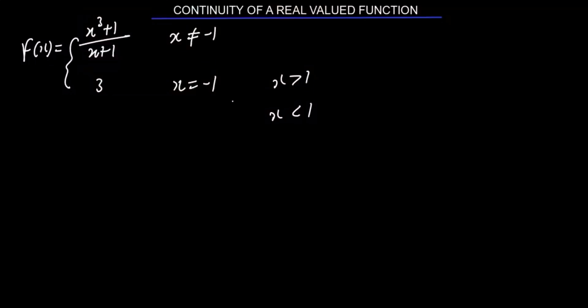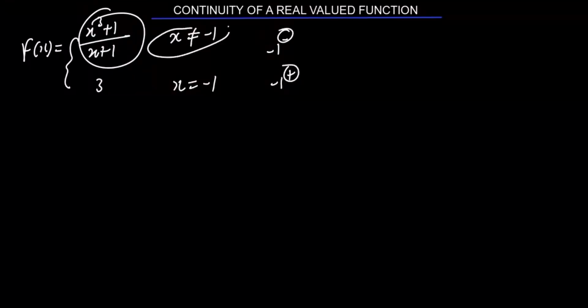But it is there automatically. The meaning of x is not equal to 1 is that either x is greater than 1 or x is less than 1. That's the meaning. So for x approaching -1 from the left and from the right, I'll be using this same function, because here x is less than 1 and also here x is greater than 1.